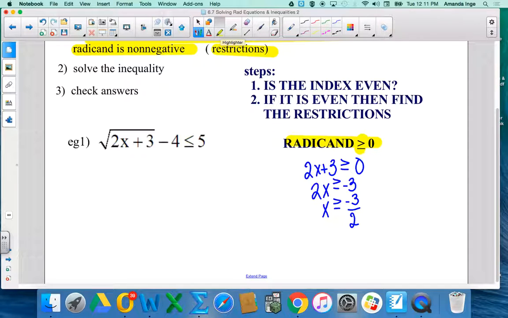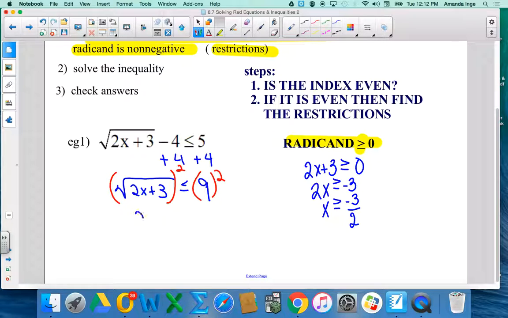Alright, so the next thing we're going to do is go through all the steps we did before when we were working with equations. The first thing we're going to do is isolate the radical sign. So we would add 4 to both sides of the equation. We get the square root of 2x plus 3 is less than or equal to 9. Then we're going to square both sides. And we get 2x plus 3 is less than or equal to 81. And if we subtract 3, we get 78. When we divide, we get what? 39.